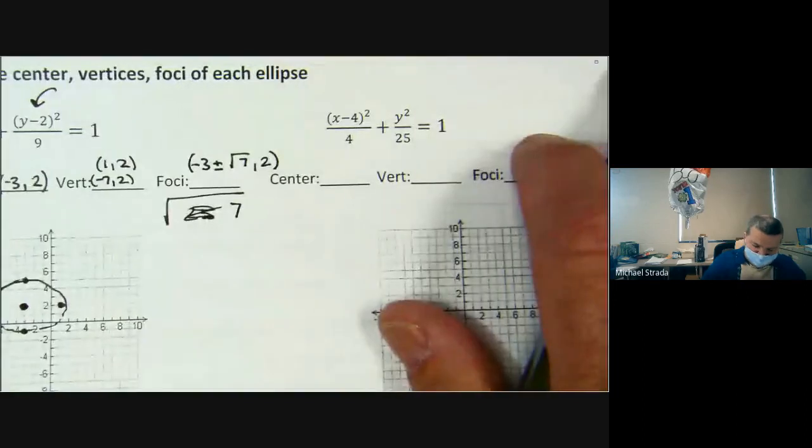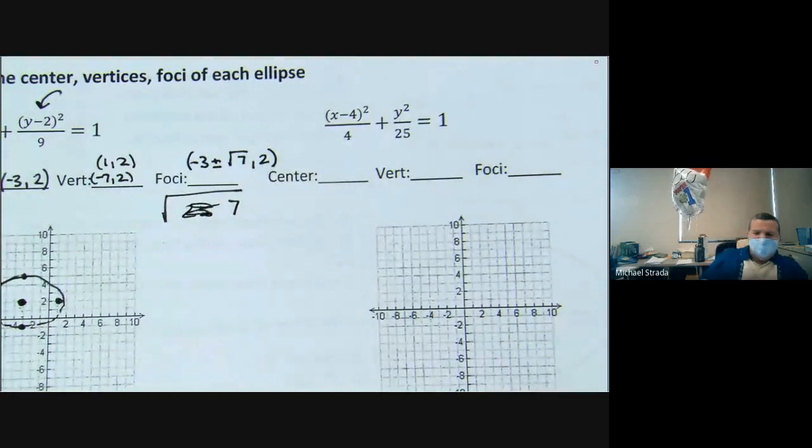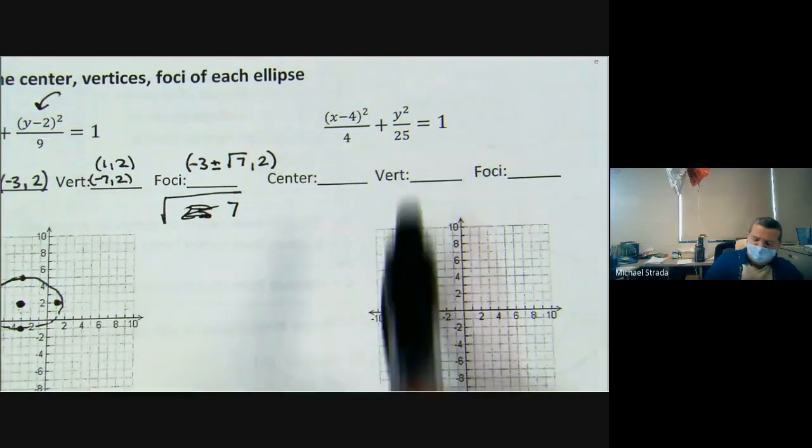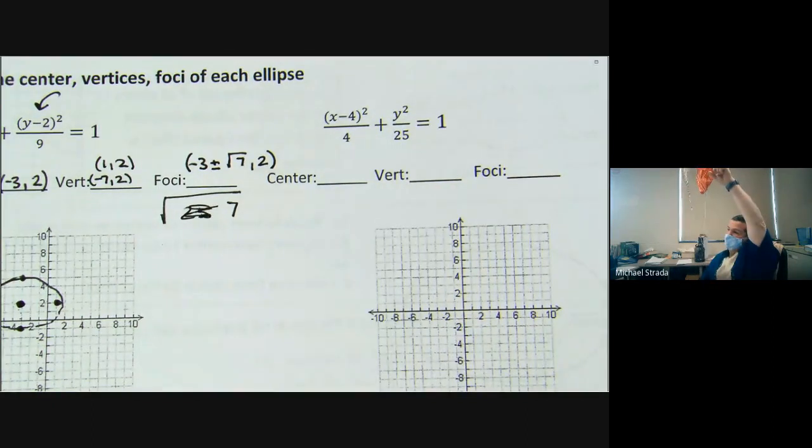Now the second one. All right, 2 things that are different. Number 1, where's the bigger denominator now? The x or the y? The y. So that means our major axis is going to be the vertical. Make sense? Everybody good? Okay.